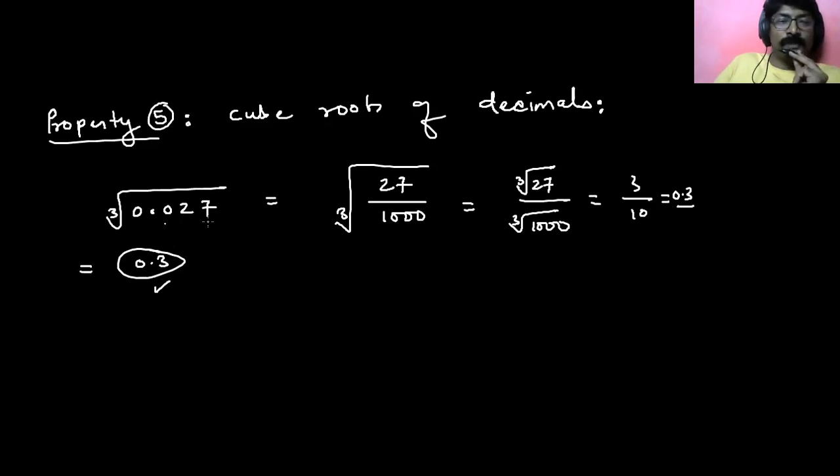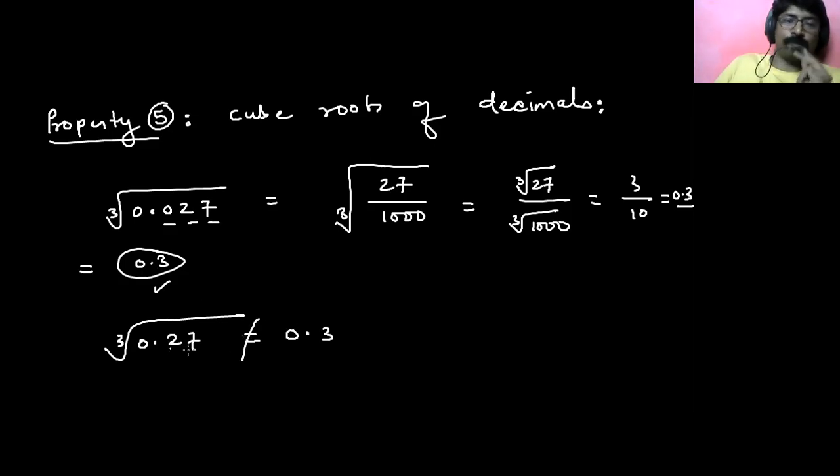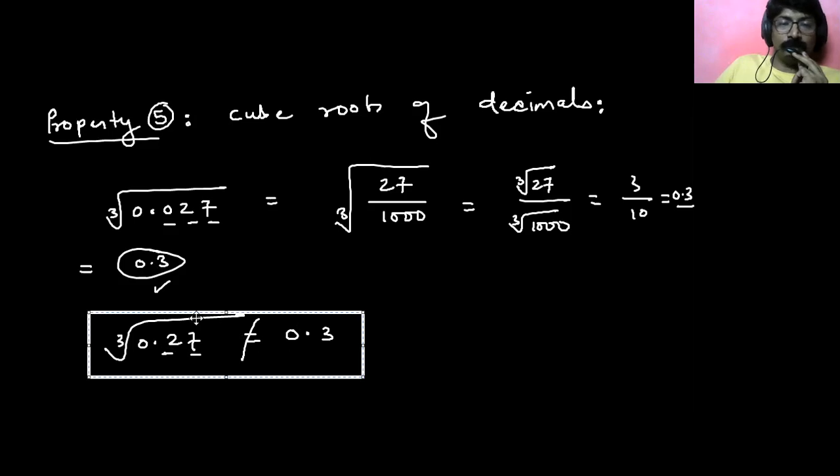So if there are 3 places, you can directly write it as 0.3. But can we say the cube root of 0.27 is 0.3? That's wrong. Absolutely not possible, because there has to be 3 decimal places. Are you getting it? There are only 2 decimal places here. So this is definitely something wrong, and you should remember it. The cube roots will always have 3 zeros, or 6 decimal places, or 3 decimal places, something like that. I hope you got my point.